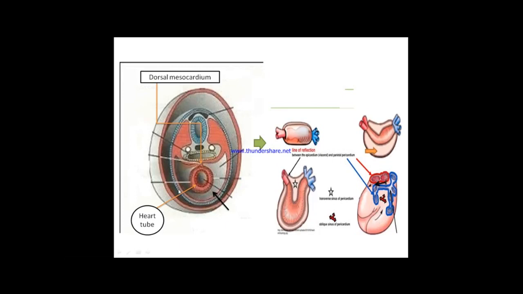Because of the disappearance of the dorsal mesocardium, the pericardial cavity of the two sides communicates with each other, which later on forms the transverse pericardial sinus between the venous end and the arterial end, between the pulmonary trunk and the aorta, and posteriorly we have the venous portion of the heart.